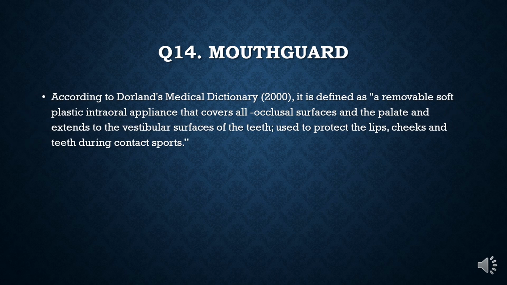According to Dorland's Medical Dictionary in 2000, it is defined as a removable soft plastic intraoral appliance that covers all occlusal surfaces and the palate and extends to the vestibular surfaces of the teeth, used to protect the lips, cheeks, and teeth during contact sports.